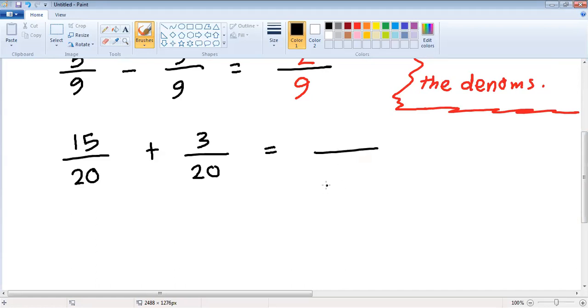15 plus 3 equals 18. And the 20 is going to be the same. Or you add them, 20 plus 20 is 40? No, we don't add them. Then the answer is 18 over 20. But if you have a good notice, you will find that 18 over 20, we can find it in the simplest form. Can you do that?